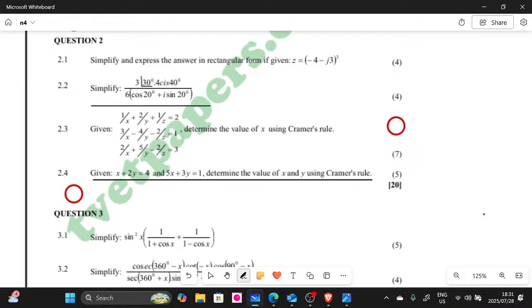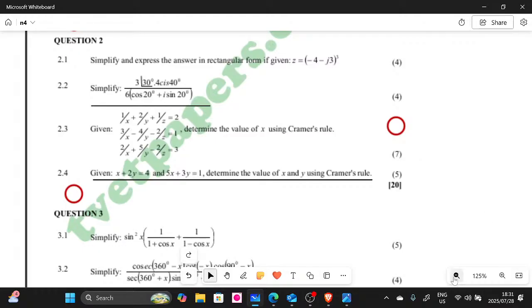We have x plus 2y is equal to 4, and x plus 3y is equal to 1. Actually, the first one is x plus 2y equals 4, and the second one is 5x plus 3y equals 1. And then they say determine the value of x and y. So this is more like a simultaneous equation. And then they say use Cramer's rule. On the first one, we also used Cramer's rule, guys. Even this one here, we're going to use Cramer's rule.